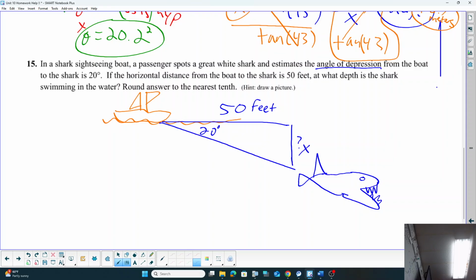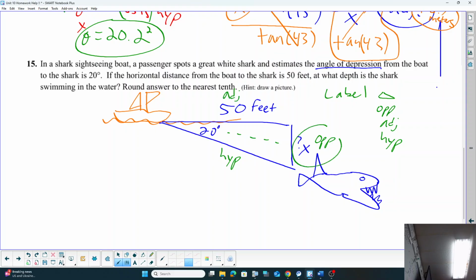Okay, so you got to label your triangle now. So always label it: opposite, adjacent, hypotenuse. Try it on your own, pause me. So from our angle, this is going to be the opposite side. And this is actually the hypotenuse, and this will be the adjacent side.